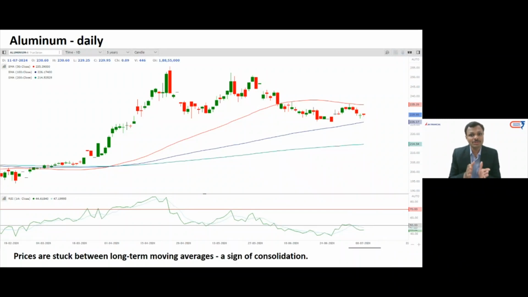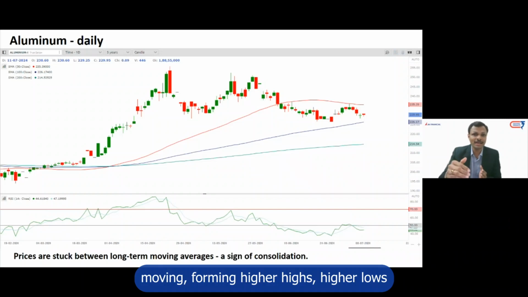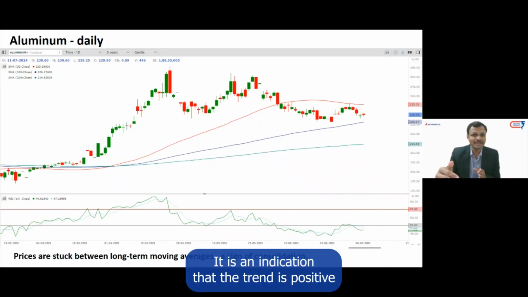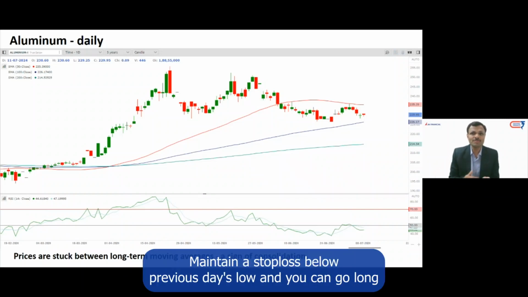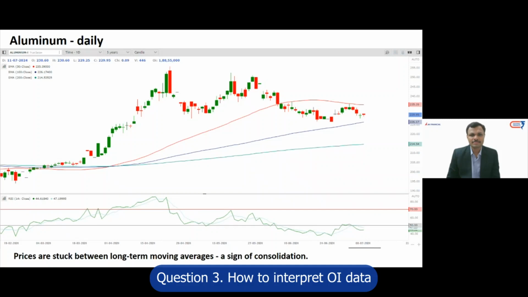Apart from moving averages, look at the candle patterns. If prices are forming higher highs, higher lows, it is an indication that the trend is positive. Maintain a stop loss below the previous day's low and you can go long, or vice versa in case you are going short. Question 3.